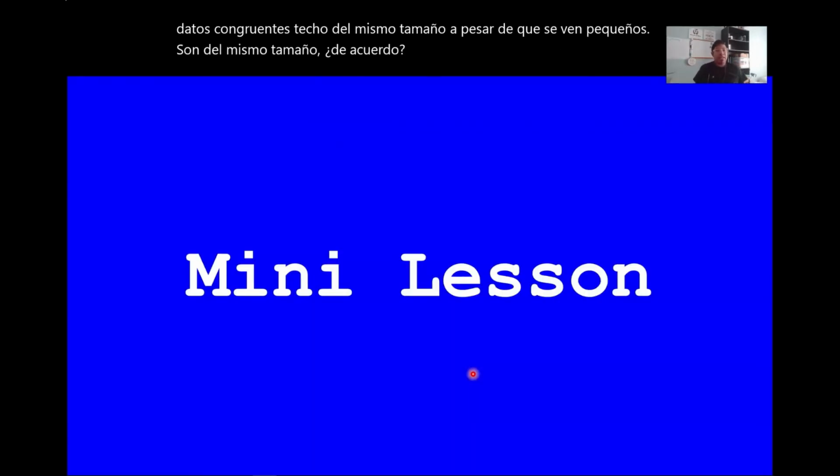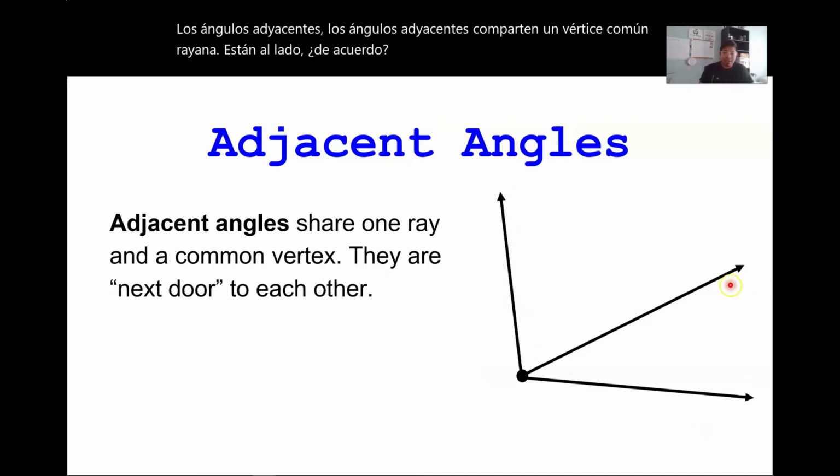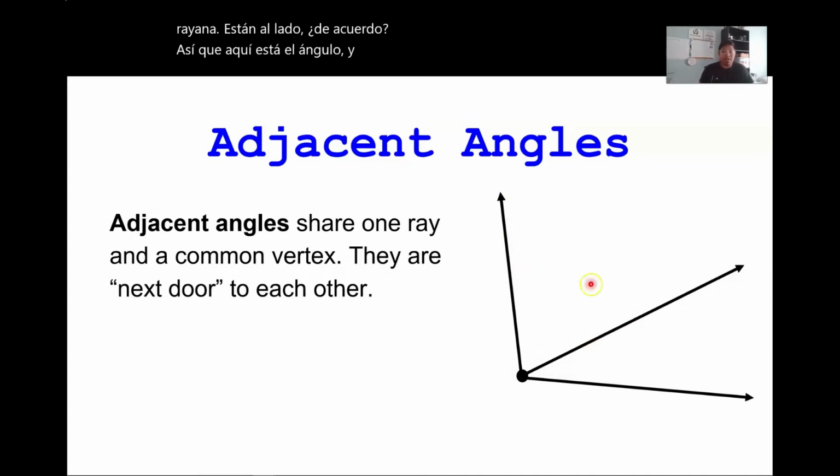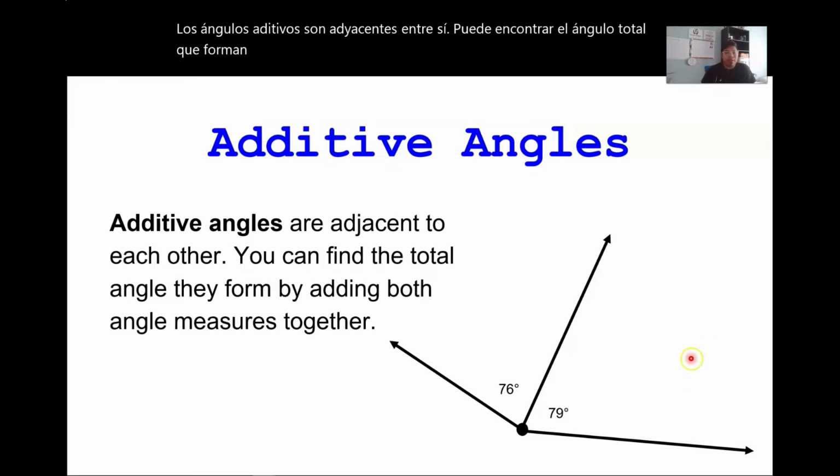Let's go into our mini lesson. Adjacent angles. Adjacent angles share one ray and a common vertex. They are next door to each other, okay? So here's the angle, and here's the extra ray. One angle, two angles, and then the whole thing. Additive angles are adjacent to each other. You can find the total angle they form by adding both angle measures together, okay?